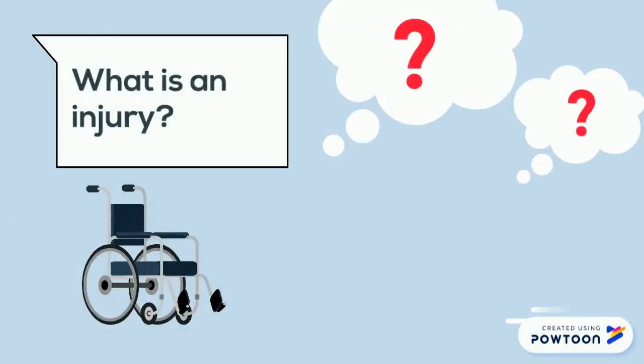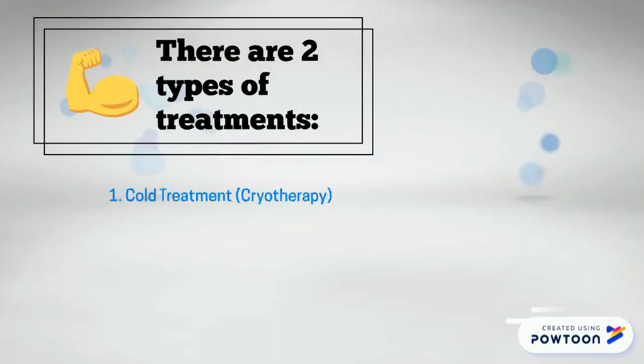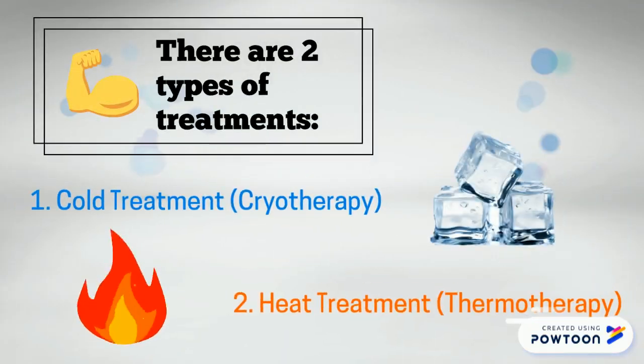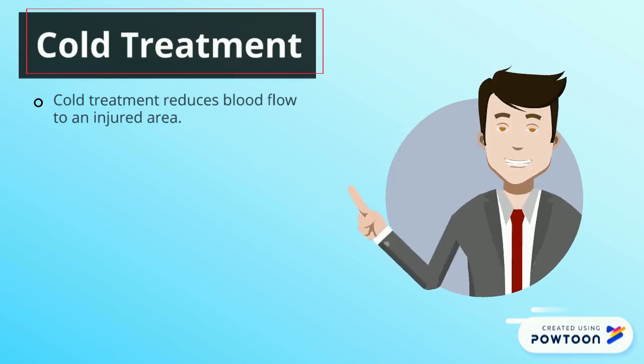What is an injury? An injury is a general term that refers to any type of damage to your body caused by external factors. There are two types of treatments: cold treatment, cryotherapy, or heat treatment, thermotherapy. Cold treatment reduces blood flow to an injured area.